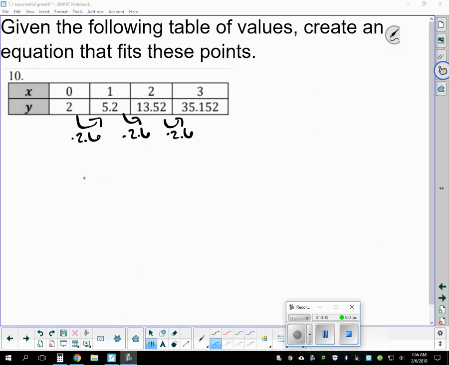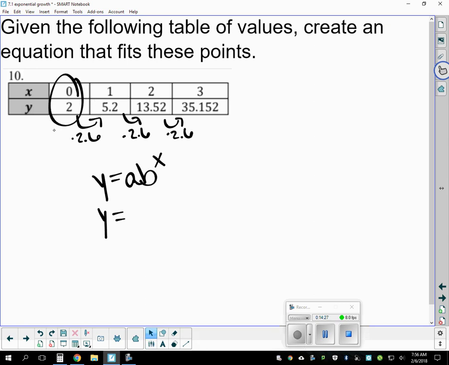Think about the things that you know then. If you are multiplying, you know it's exponential, so you're working in the form a times b to the x. A is your initial value. Your initial value occurs when your x is 0. By the way, don't always think it's just going to be your first point, because they could have started with negatives for your x value. So you have to look when x is 0, what's your y? That's your initial value, so 2. Your b is 2.6, right? That's your growth factor. That's what you're multiplying by each time. And x is just x. So that is how you come up with your equation.